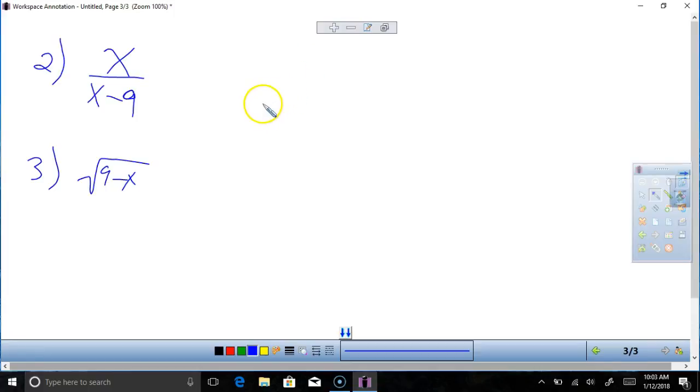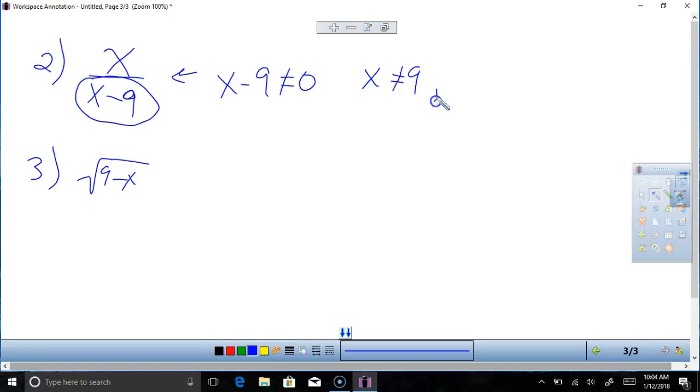Alright, now we need to find the domain of these two beasts. Now, the only real concern we should have with this is I can't divide by 0 for number 2. The top is unrestricted, but the bottom can't equal 0. So I get x can't equal 9. So my answer is technically all real numbers, except x can't equal 9. Alright?